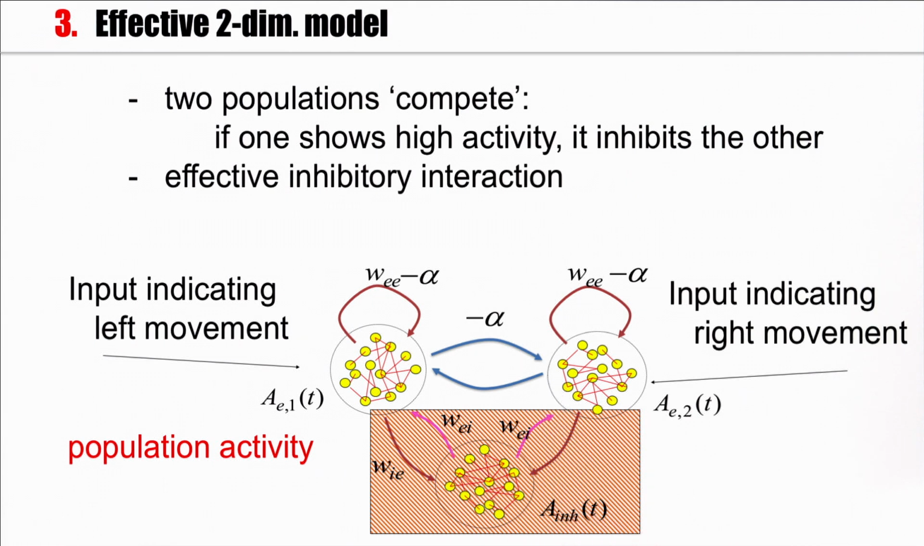Now note that this is an effective inhibitory interaction. In reality, excitatory neurons never send out inhibitory interaction. And that's why we started with separated excitation and inhibition. But the mathematical manipulations show that this excitatory population can effectively inhibit the other one. And that's why the two populations compete.